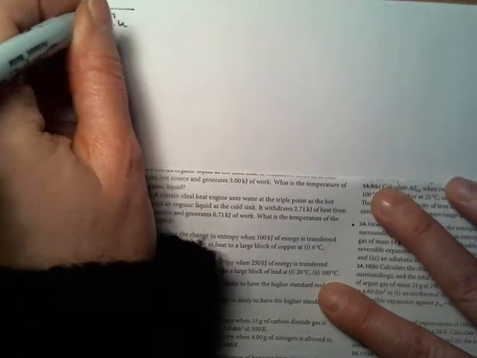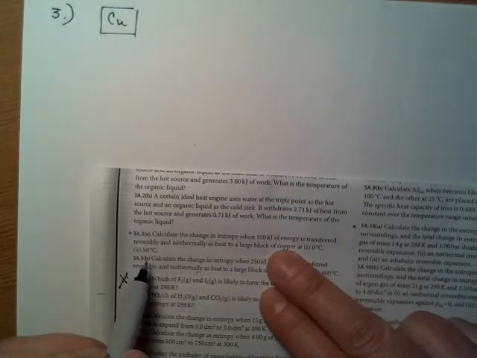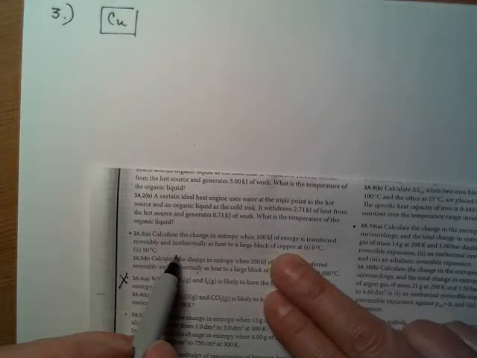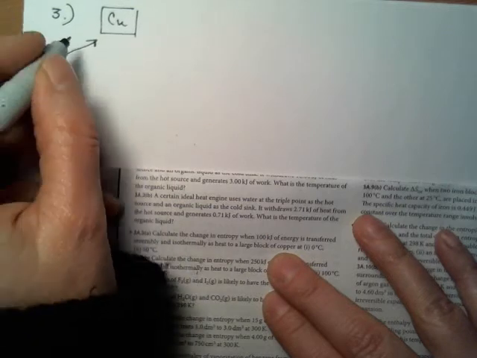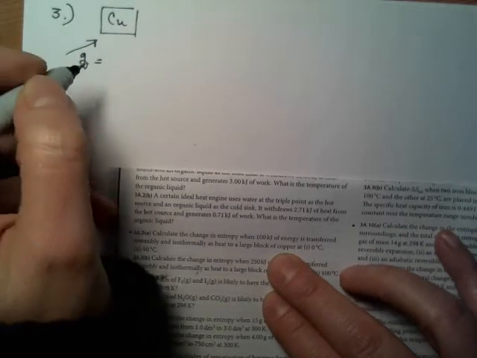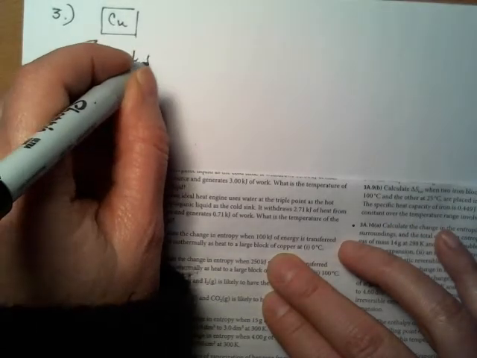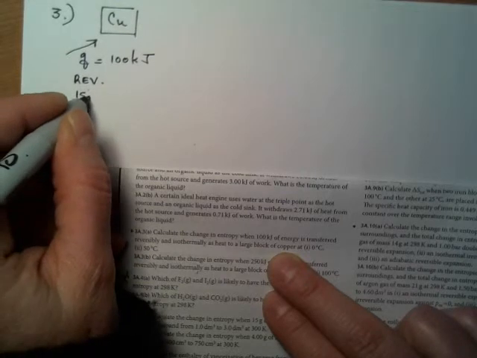I just read it. Let's look at it again. So we have a copper block. "100 kilojoules of energy is transferred reversibly and isothermally as heat to a large..." So I have Q going to this, and Q is equal to then a positive value, 100 kilojoules. Energy transferred reversibly and isothermally. So reversibly, and delta T is 0.